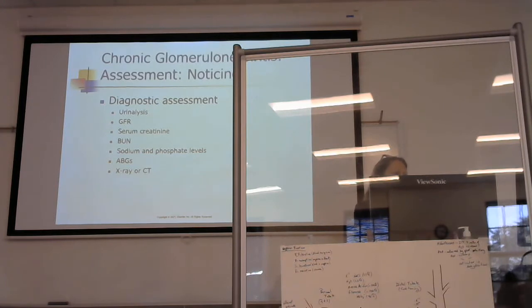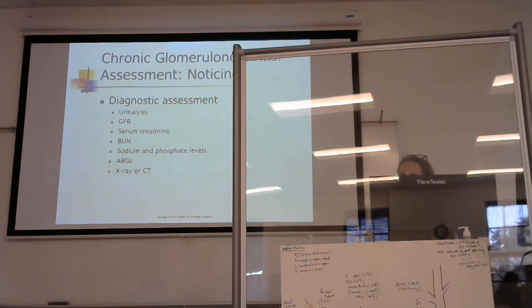So we look at history also. We do physical exams. We look for crackles. We look for edema. Do they smoke? Look at those labs. Are they having any electrolyte issues? We want to know, are they diabetic? Do they have comorbid diseases? Are they overweight?